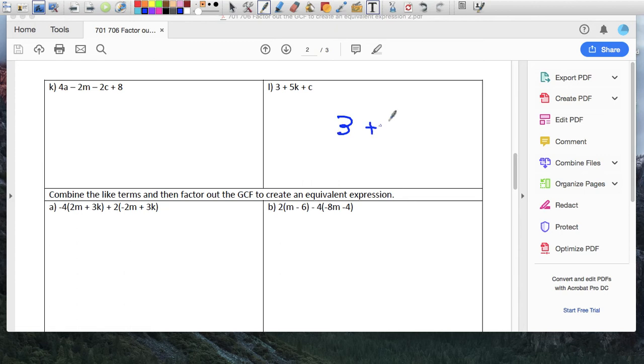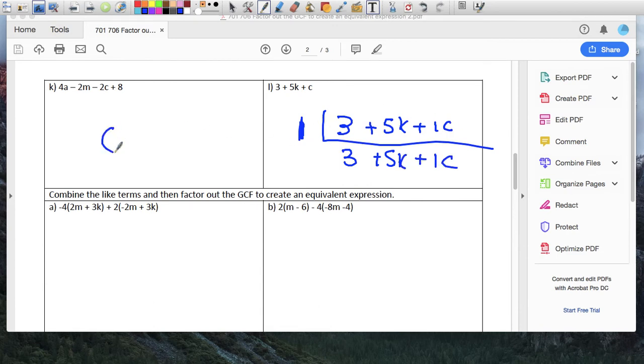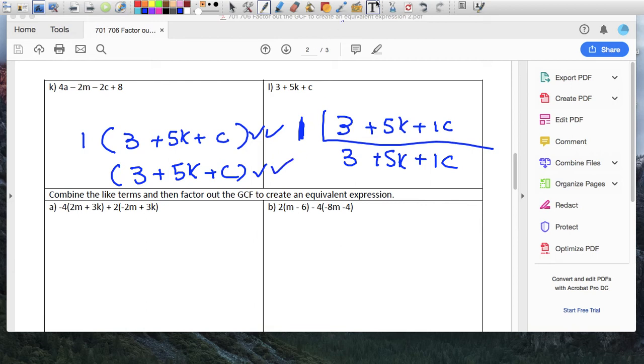Now we have 3 plus 5K plus C, or 1C. Okay, remember, we can't use 2, no 3, no 4, no 5. So it's going to be 1. So it's going to be 3 divided by 1 is 3, 5 divided by 1 is 5, and 1 divided by 1 is 1. So our answer is going to be parentheses 3 plus 5K plus C. And you can put a 1 over there, or just like this. So this one is okay, and this one is okay.